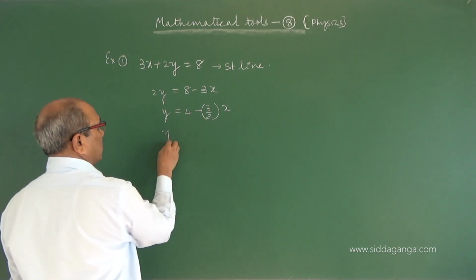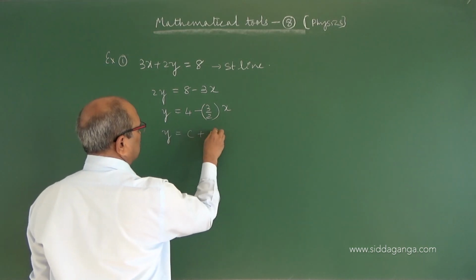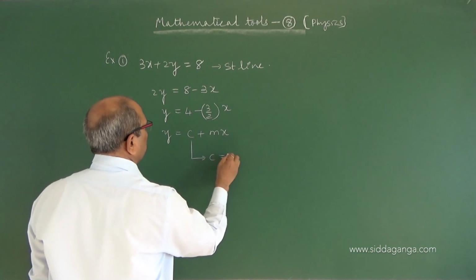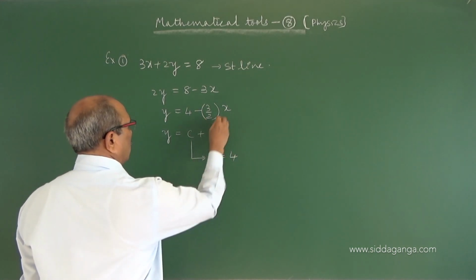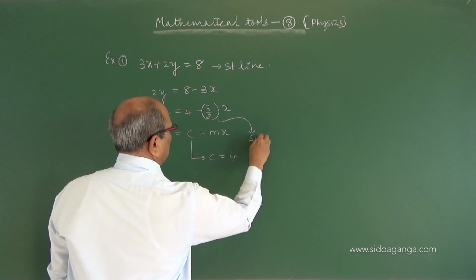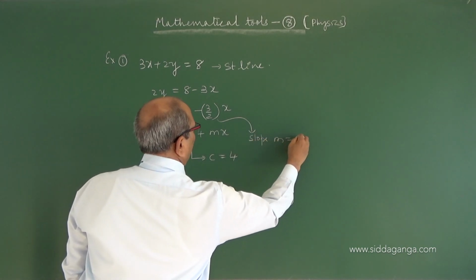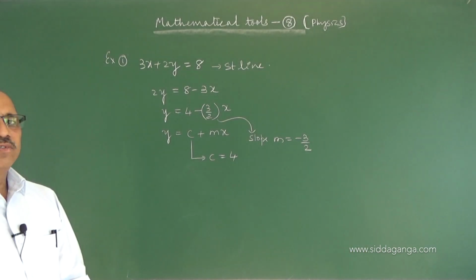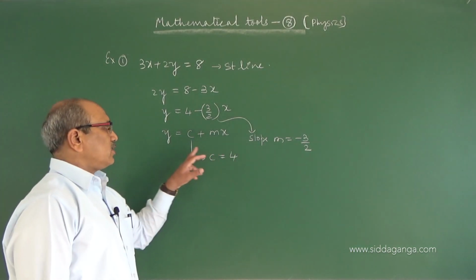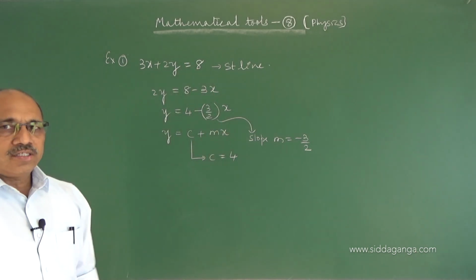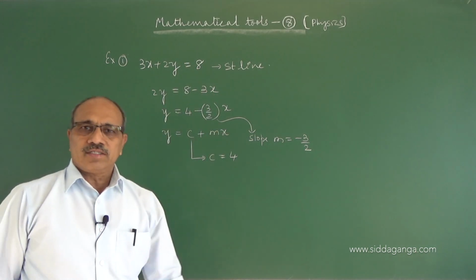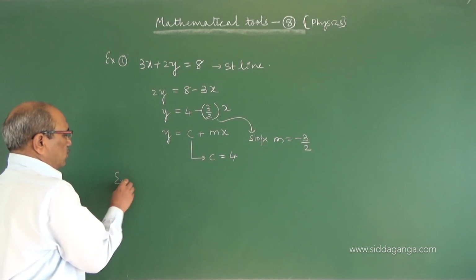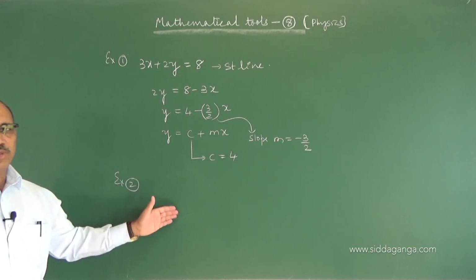This clearly indicates, comparing with y equal to c plus mx, that the y-intercept is equal to 4 and the slope m is equal to minus 3 by 2. So we obtained the slope as well as the y-intercept, and the equation is a straight line. If you plot, we will get a straight line. Let us come to example number 2. Please note it down.